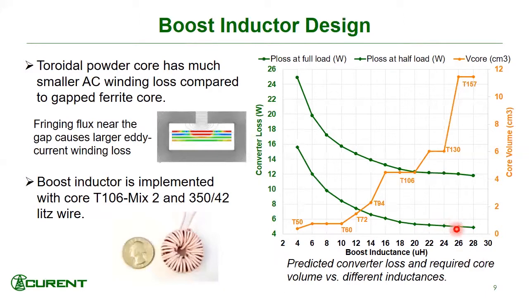This picture shows the predicted conversion loss and required core volume at different inductances. As you can see, for both the full load and the half load, the conversion loss decreases with the increased inductance, but they all level out at a certain value after 20 microhenry. On the other hand, the required core volume increases with the increased inductance. But it seems that in this region, the core T106 has the smallest volume for the device. So we select 20 microhenry and we implement the inductor with the core shown here.